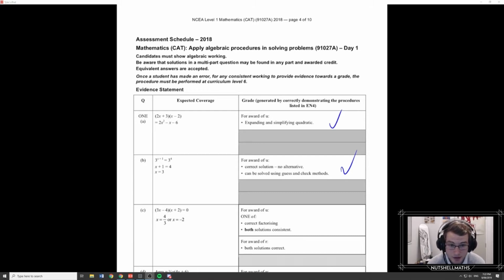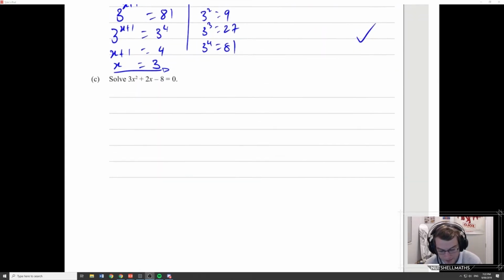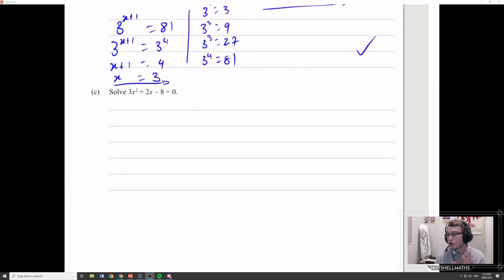Right? Can be solved using guess and check methods. So you could just guess and check and you'll get it. Not too bad. Here is your go-to merit question.